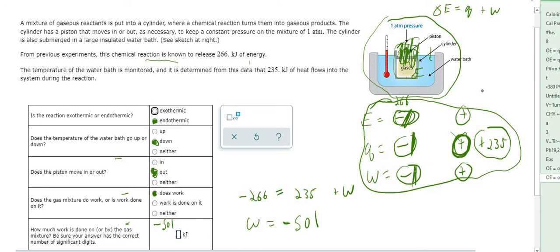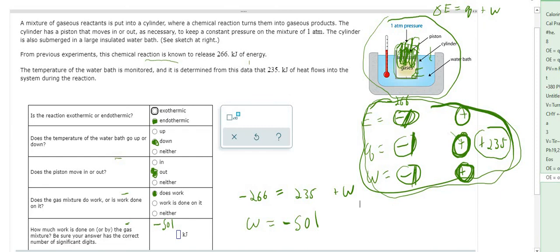That if energy is coming into the system, the sign is going to be positive. If heat is coming into the system, the sign is going to be positive. And if work is being done on the system, then the sign is going to be positive, meaning that piston is going to be pushed down in that case. So just think about those definitions, think about what's going on, and these problems can definitely be done.